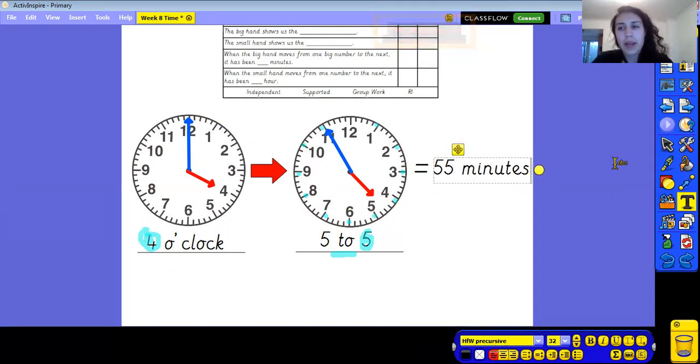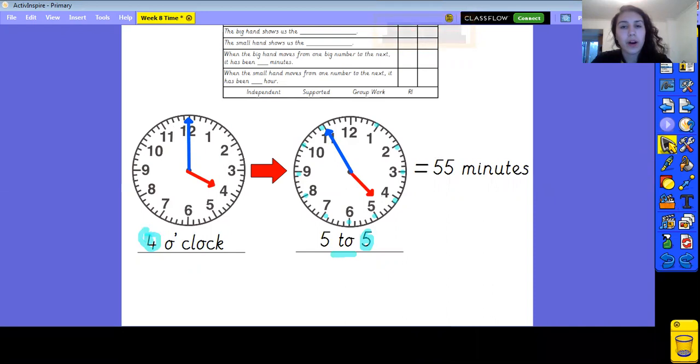Can you remember how many minutes are in 1 hour? Well done if you said that. 60 minutes are in 1 hour. So this is only 5 minutes away from it being a full hour. So remember, if that minute hand moved here, it would have gone from 4 o'clock to 5 o'clock, and that would have been a whole hour, but it wasn't quite a whole hour. It was only 55 minutes.